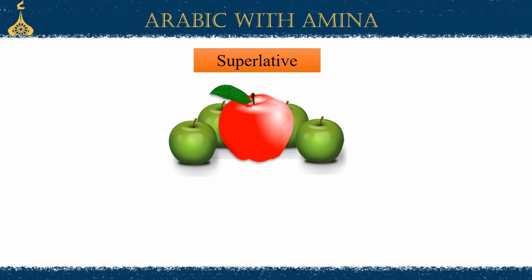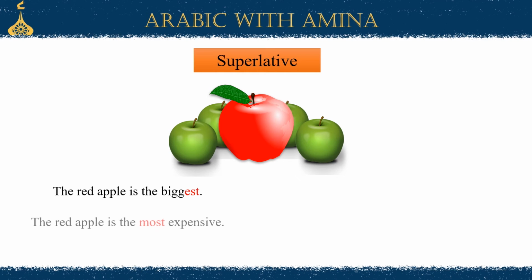In English, there are two ways. We add est to the end of the adjective, or we use the word most followed by the adjective. And in Arabic, there are also two ways. We will have an appropriate pronoun, and we will have the adjective in the form of أفعل, but we will add al-tarif, or the definite article, the, to the word أفعل.